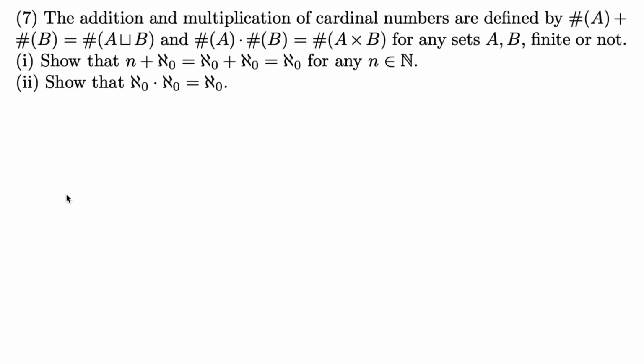Our goal is to show that n plus aleph null is equal to aleph null plus aleph null is equal to aleph null for any n in the natural numbers, and then show that the product of aleph null times aleph null is equal to aleph null. Take a couple seconds to try this out for yourself, then we'll do some hints, then we'll get on with the proof.